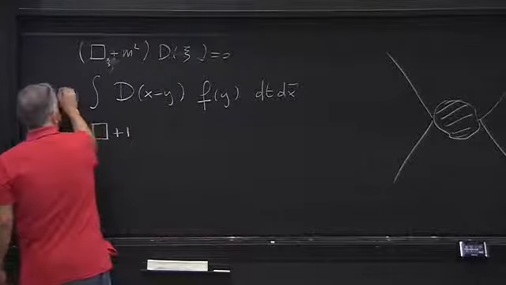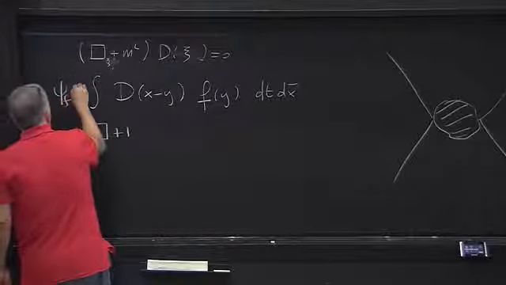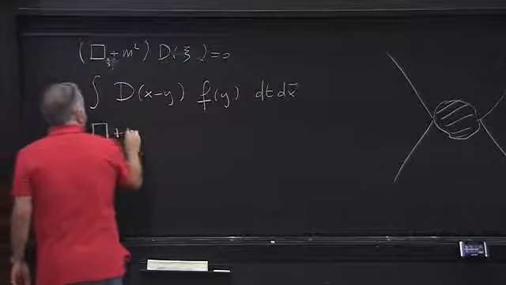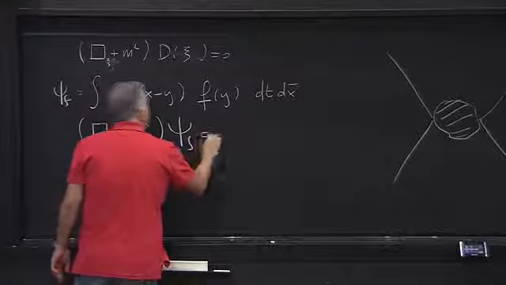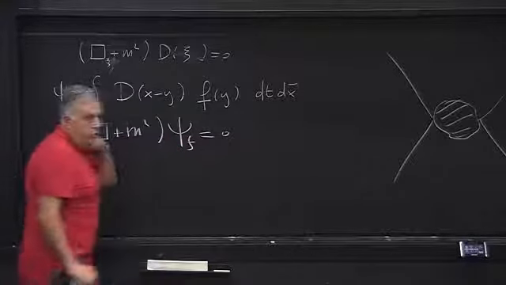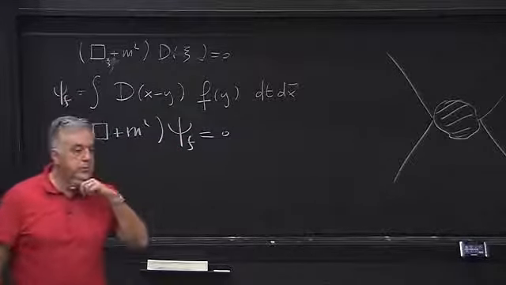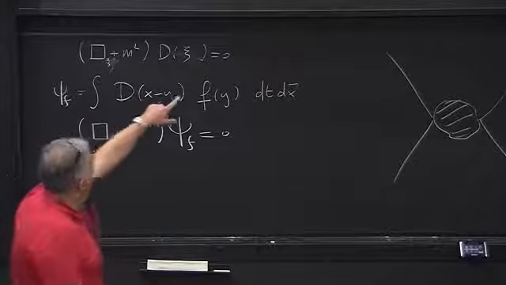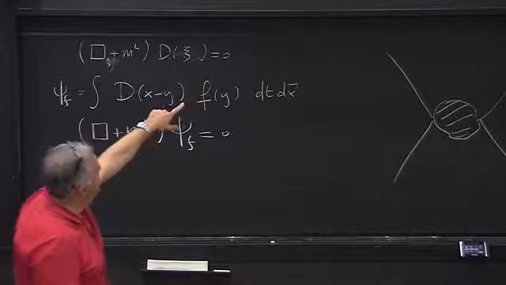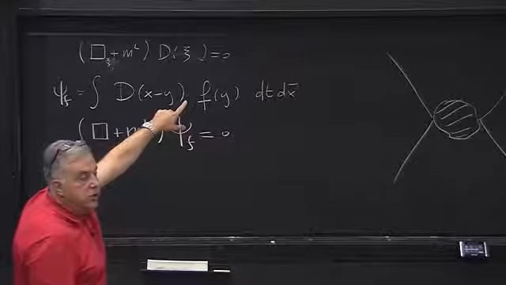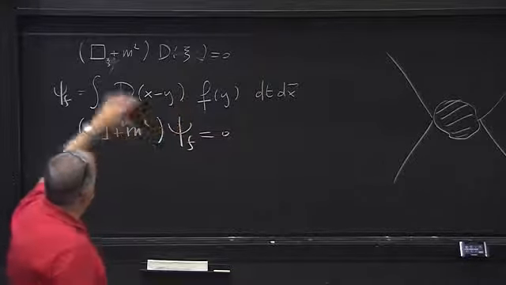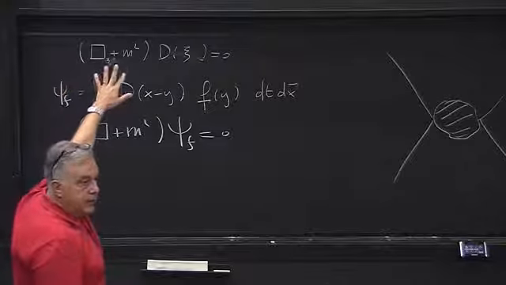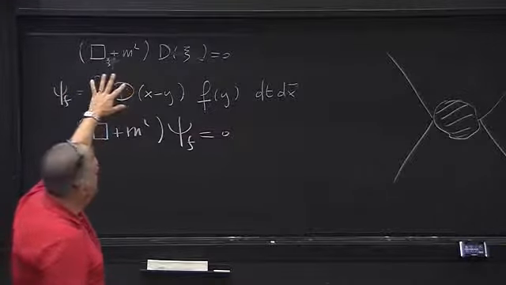Also, let's call this psi of f. Psi of f is a solution of the Klein-Gordon equation also. Okay, so there you see one way of using the Pauli-Jordan function to construct a solution of the Klein-Gordon equation given the initial data, given the compactly supported initial data.